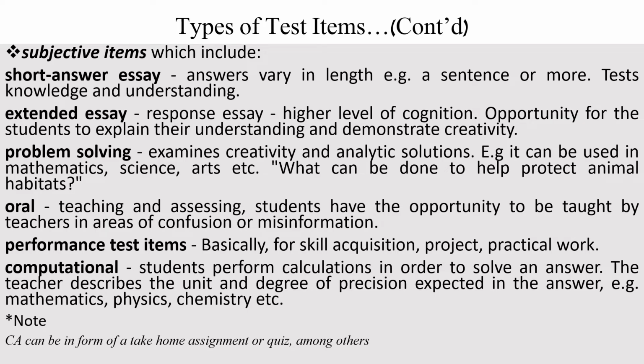Types of test items continues. We have the subjective ones. I said there were 2 types. We have objective, which we gave 4 examples, and now the subjective ones. We have so many examples here, about 6. Let's see if we can quickly run through them.